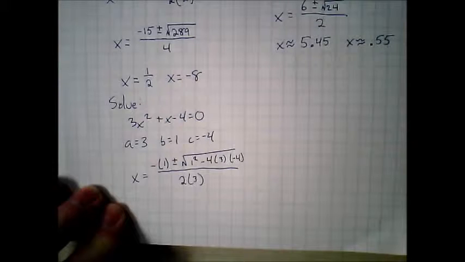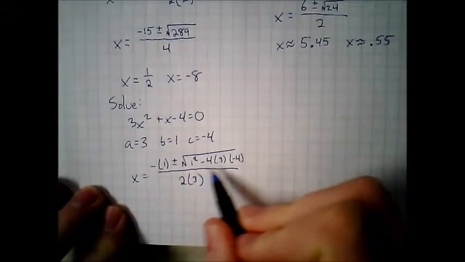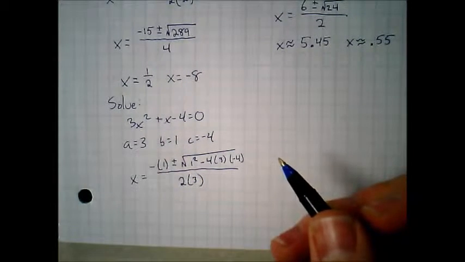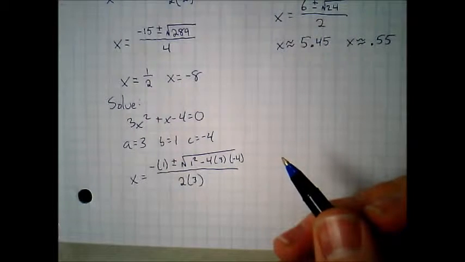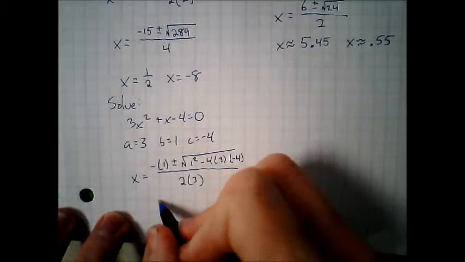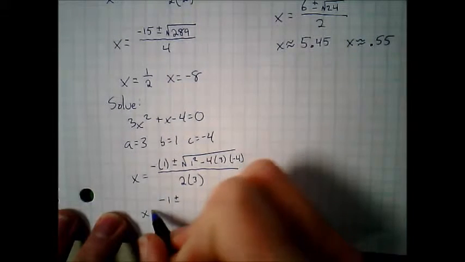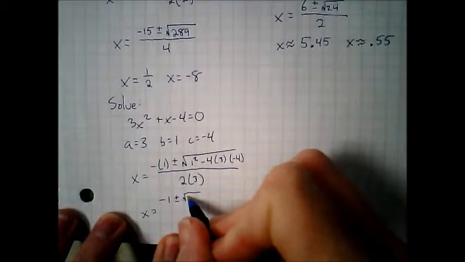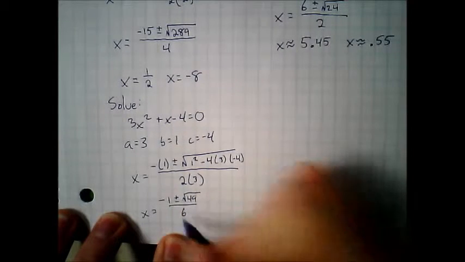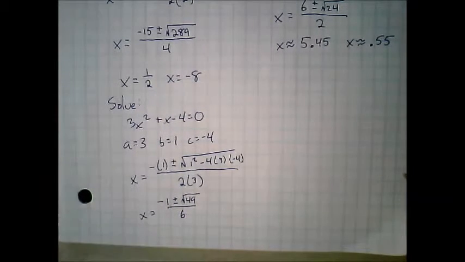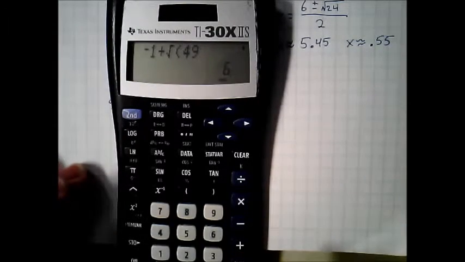Okay, underneath the square root first, so we do 1 squared minus 4 times 3 times -4, and we get 49, so we have -1. So x equals -1 plus or minus the square root of 49 divided by 6. And we just do this on our calculator. -1 plus the square root of 49. Okay, this is what it should look like. We hit equals first, and then we divide by 6, and we get x equals 1.